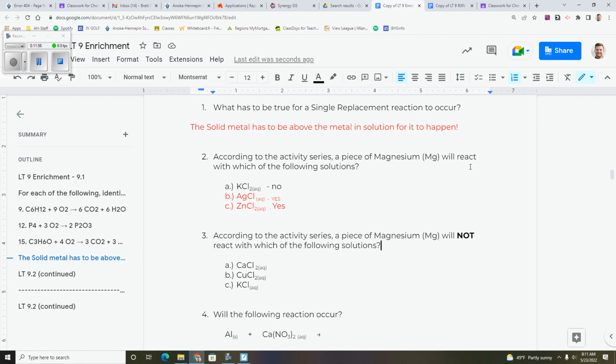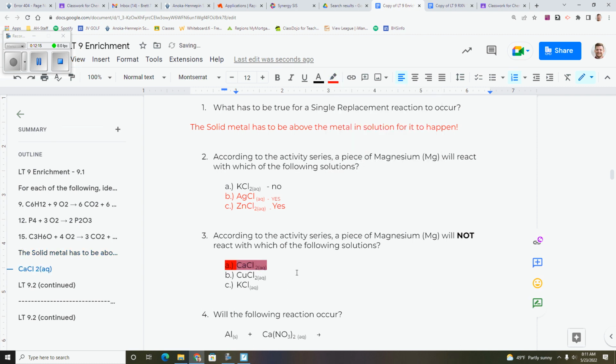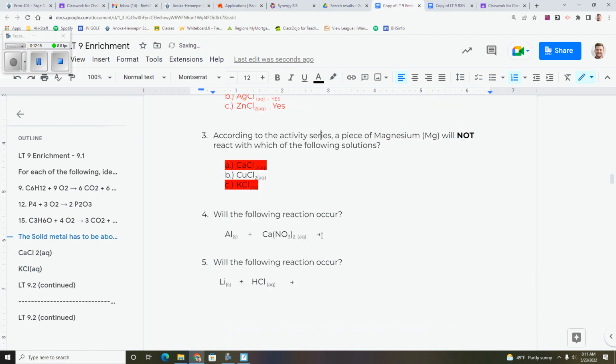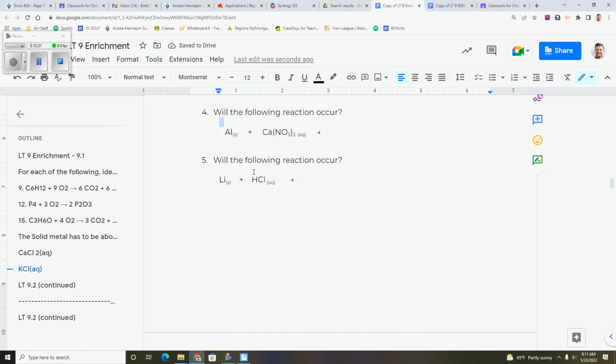So which one is it not above? Is it above calcium? It's not. Is it above copper? It is. Is it above potassium? No. So the answer should be, it will not react with A, and it will not react with C. It will react with B. Do 4 and 5 here quick. Just yes or no.